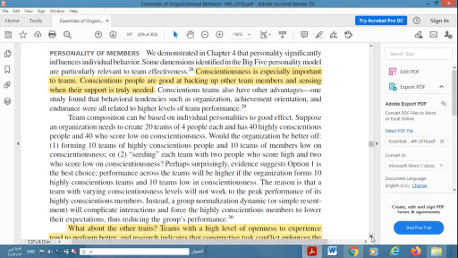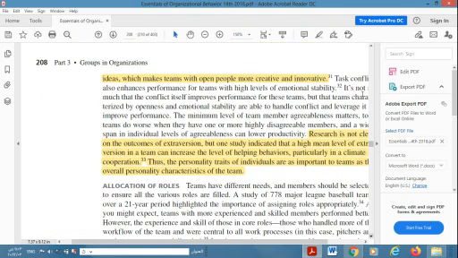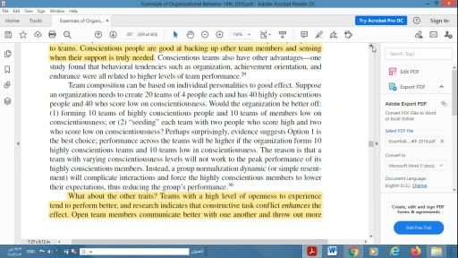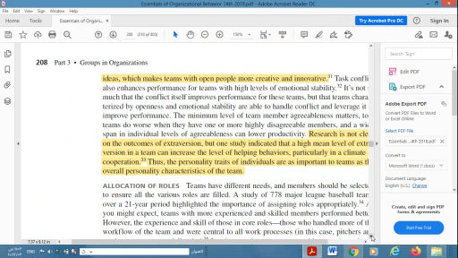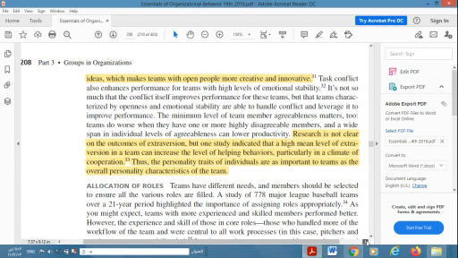Another point related to composition, the personality of members. حكينا انه we have different traits should be in the team members اللي حتساعدهم في تحقيق وانجاز المهام المطلوبة منهم. What about other traits؟ إيش التريتس المطلوبة؟ Teams with a high level of openness to experience tend to perform better, and research indicates that constructive task conflict enhance the effect. Open team member communicate better with one another and throw out more ideas, which make teams with open people more creative and innovative. فهذه واحدة من التريتس اللي لازم تكون موجودة ضمن A team members.